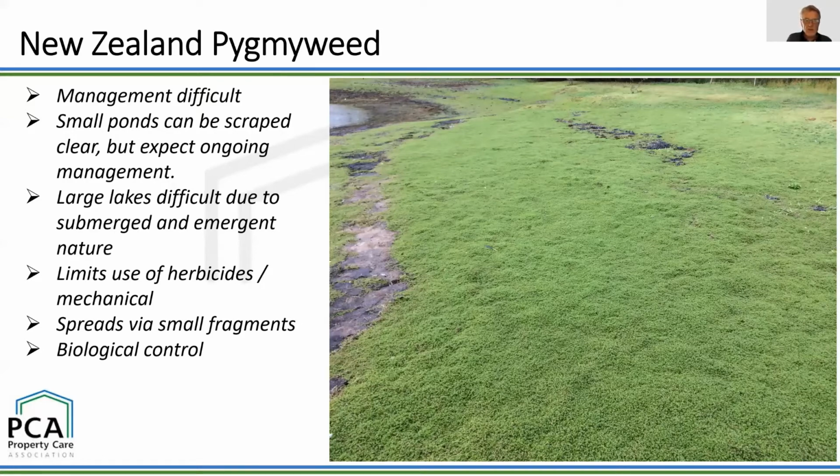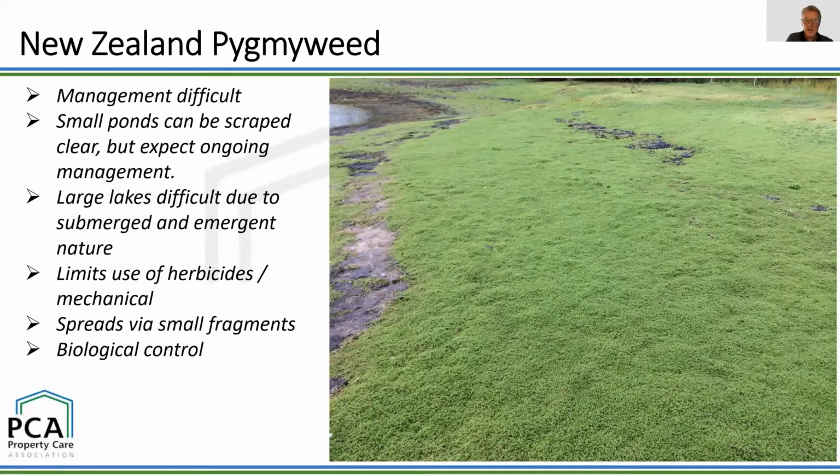So management of this weed is particularly difficult because it's very small and low growing when it's amphibious on the margins of the lakes. Now you can, in certain situations where there are small ponds, scrape those areas, but generally you need to take between 15 to 20 centimeters of the substrate from which it's growing.